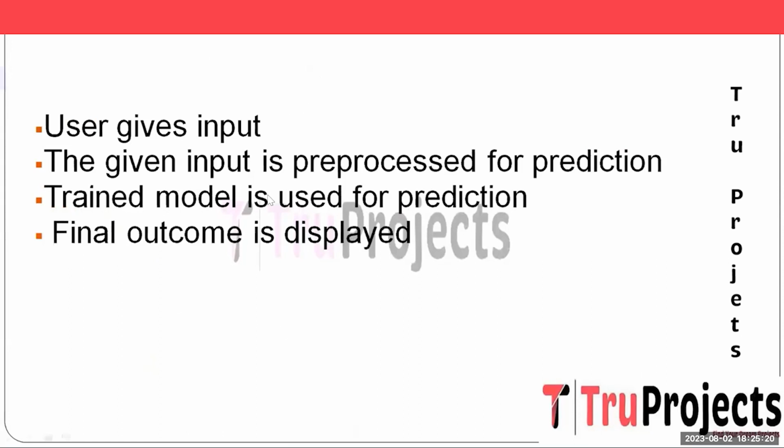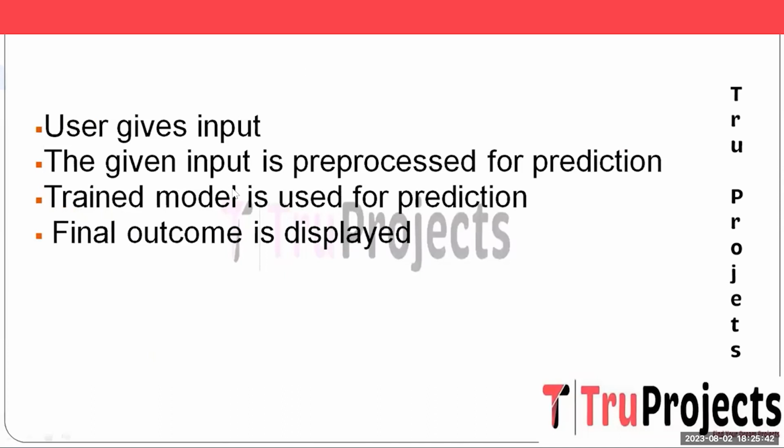And the next step is user gives the input. Create a Flask web application that allows the user to input the relevant data for the heart disease prediction. And the next step is the given input is pre-processed for prediction. Pre-process the user input data similarly to the training data. Apply the consistent data processing step to ensure the accurate prediction.